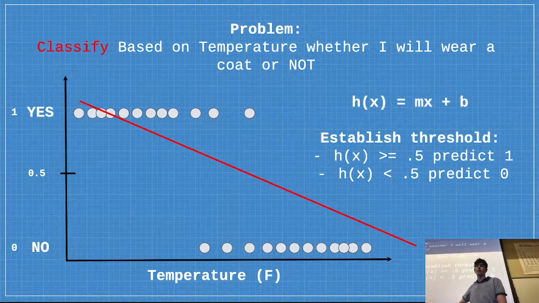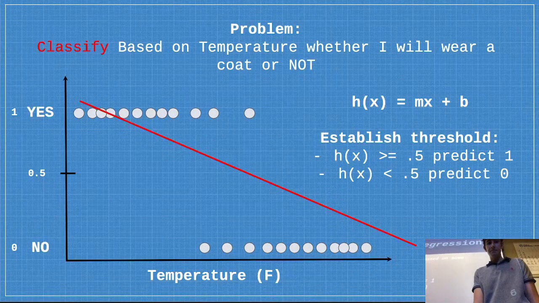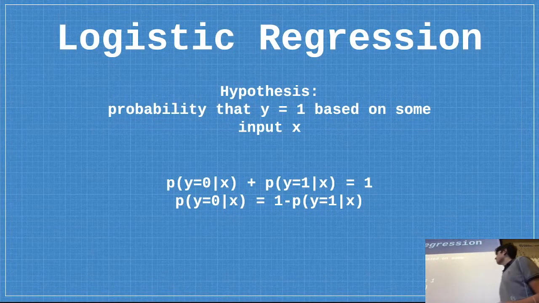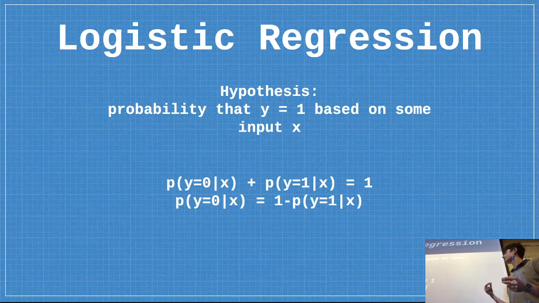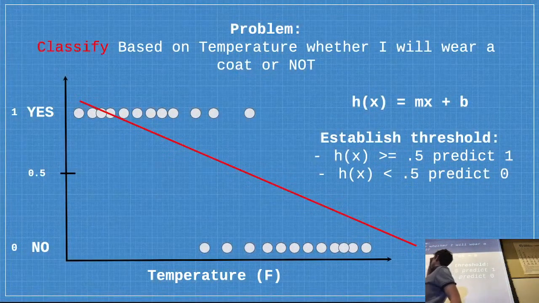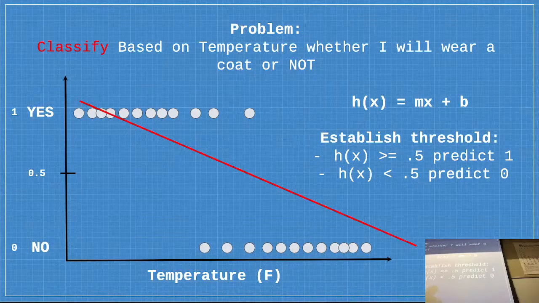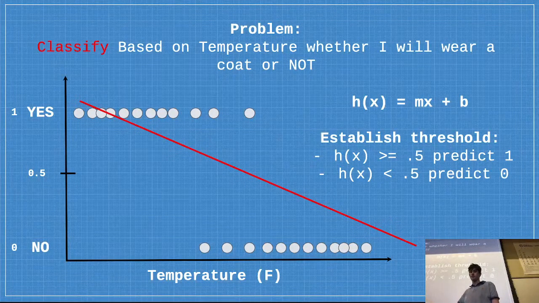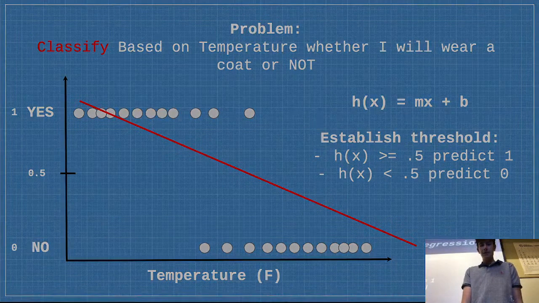So we've established that because of outliers, either at the bottom or the top, this line of best fit does not work. Okay? And so our hypothesis has to predict the probability that y equals 1, that our label will equal 1, based on some input x. Okay? So going back to the previous slide, we need to predict whether y is equal to 1, so we have that probability based on some input x. In this case, it's our temperature. Okay?